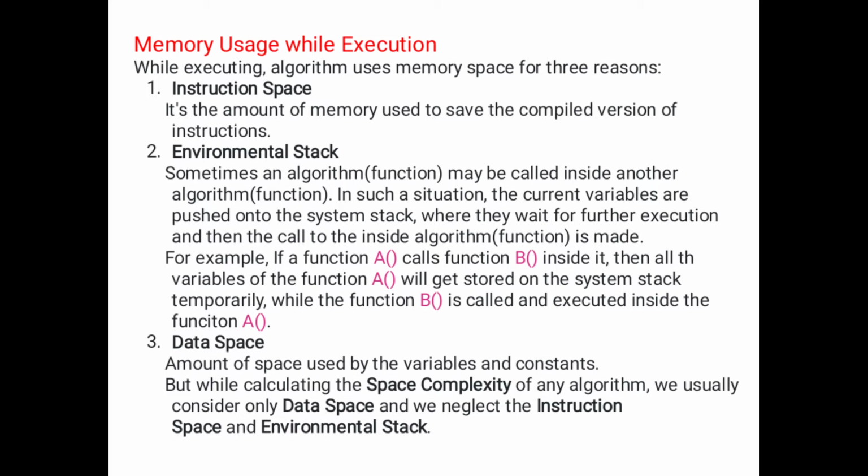Okay, then the third one is data space. Data space means the amount of space used by the variables and constants. So how much space is allocated for variables and constants, that is data space. Normally our program calculates only data. So then set aside the instruction space and environmental space, because instruction space means space to execute the instruction.